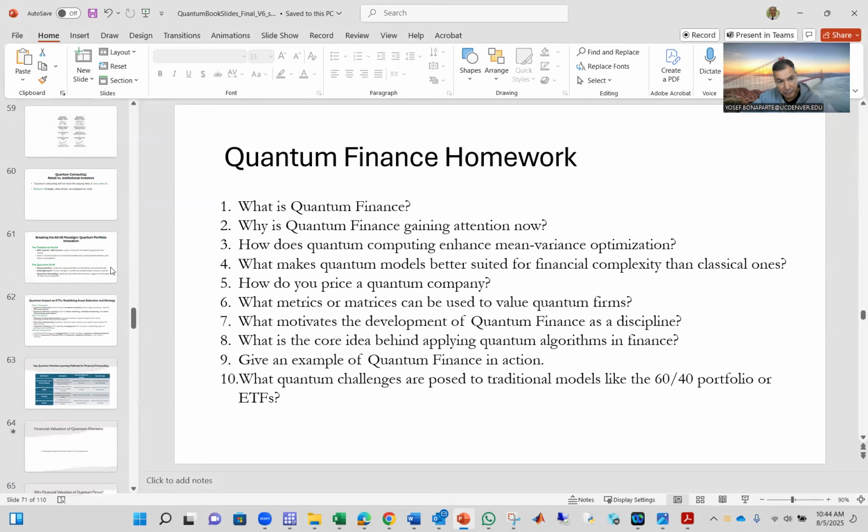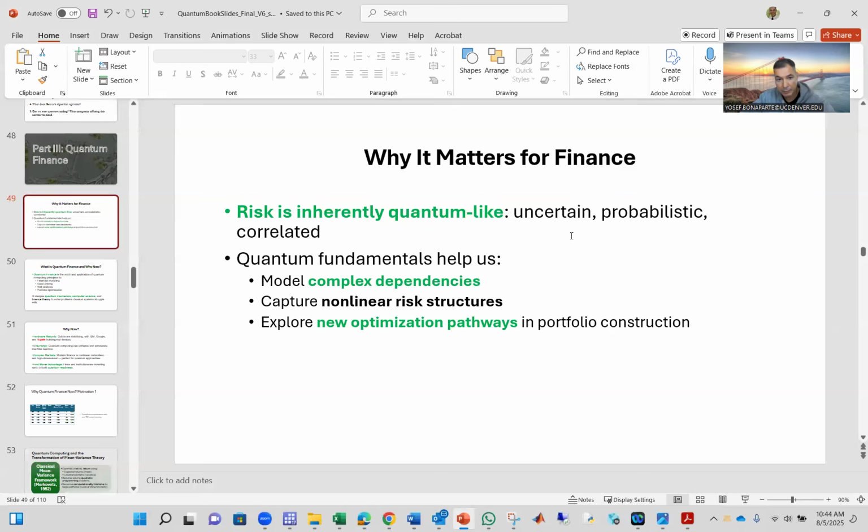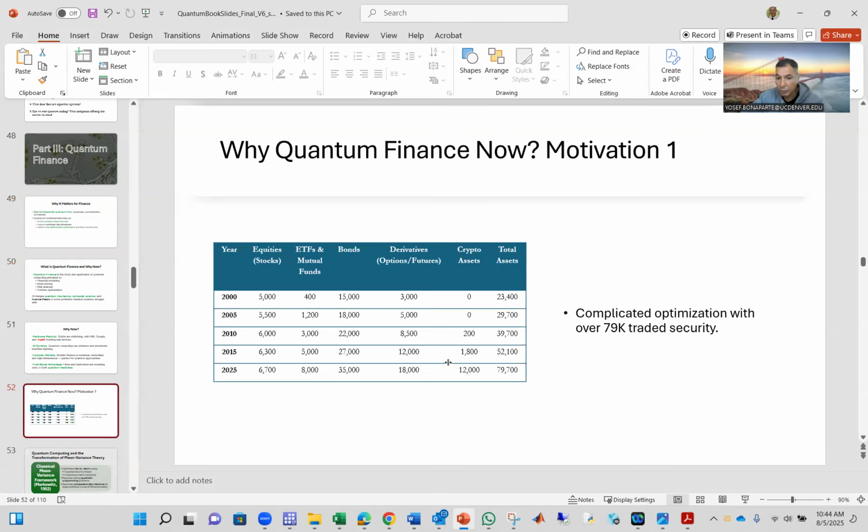Again, this is quantum finance. What is it? Why does it matter? What is quantum finance? It is the study and application of quantum computing principles to financial modeling, asset pricing, and portfolio optimization. And why do we need that? Because asset classes have become wide, like crypto. Now we have 12,000 coins traded. Before we didn't have that. So you cannot use a classical computer to do the optimization.